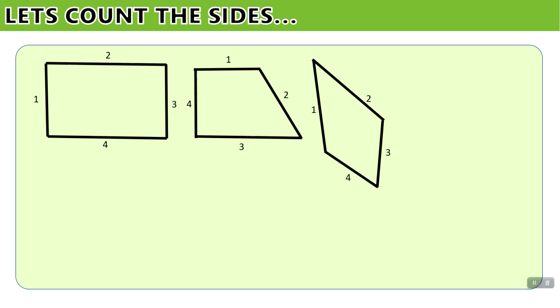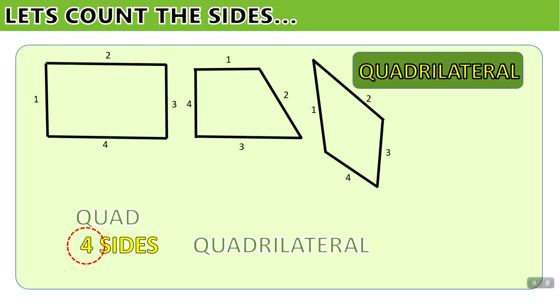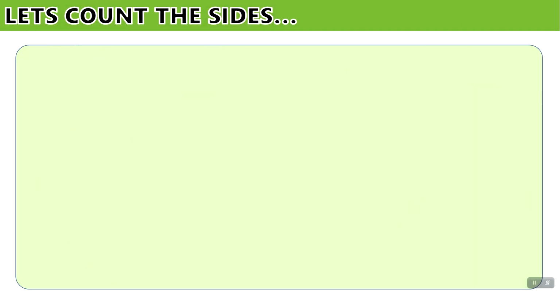All of these, because they have 4 sides, are known as quadrilaterals. The prefix quad means 4. In another video, we will see the specific names of 4-sided shapes, specific names of quadrilaterals.